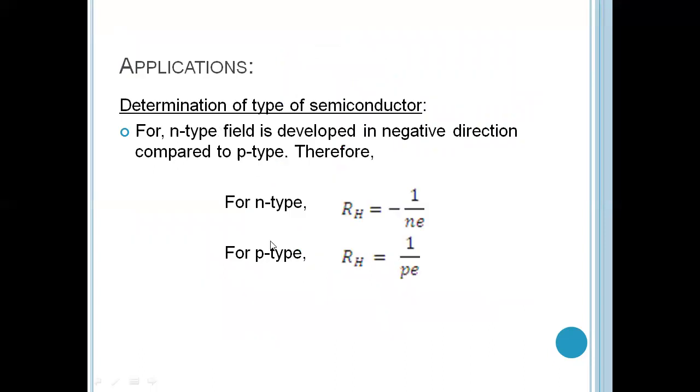Coming to the applications of Hall effect, the main application of Hall effect is to determine the type of the semiconductor. Depending upon the Hall coefficient value, we can determine whether the material is N type or P type. If the Hall coefficient value is negative, then the given semiconductor is an N type material. If the Hall coefficient value is positive, then the given material is a P type material. This was the first application of Hall effect, the determination of the type of a semiconductor.